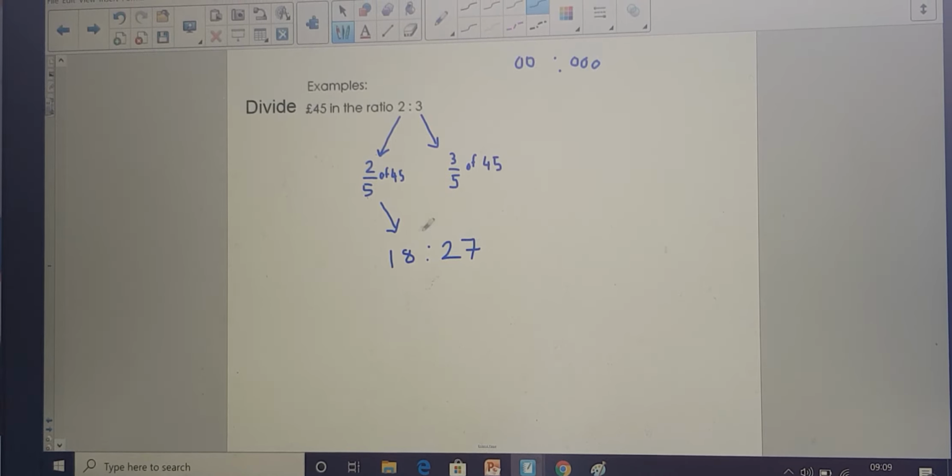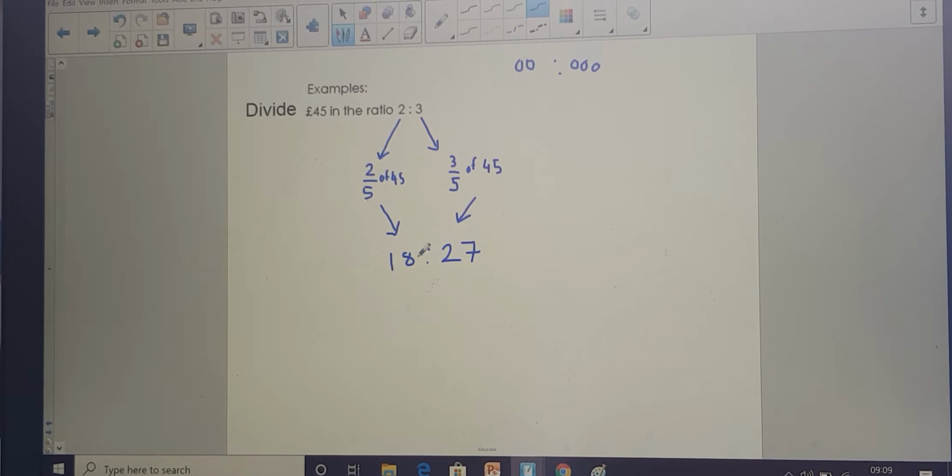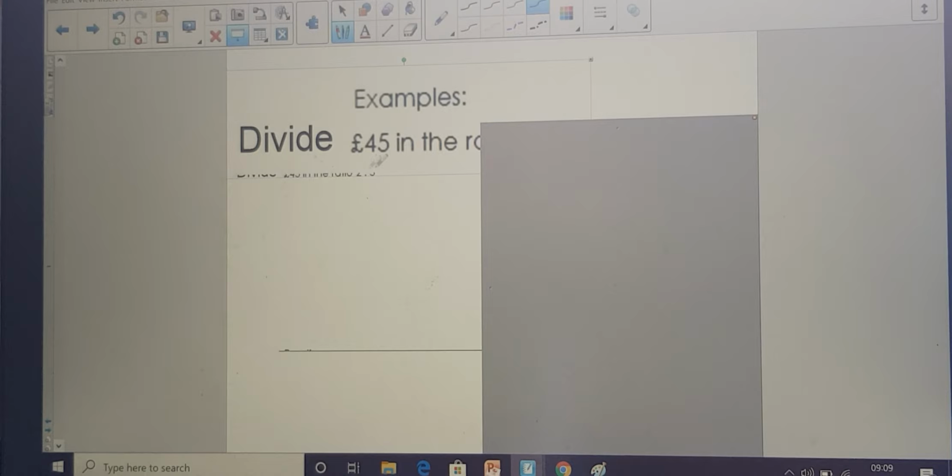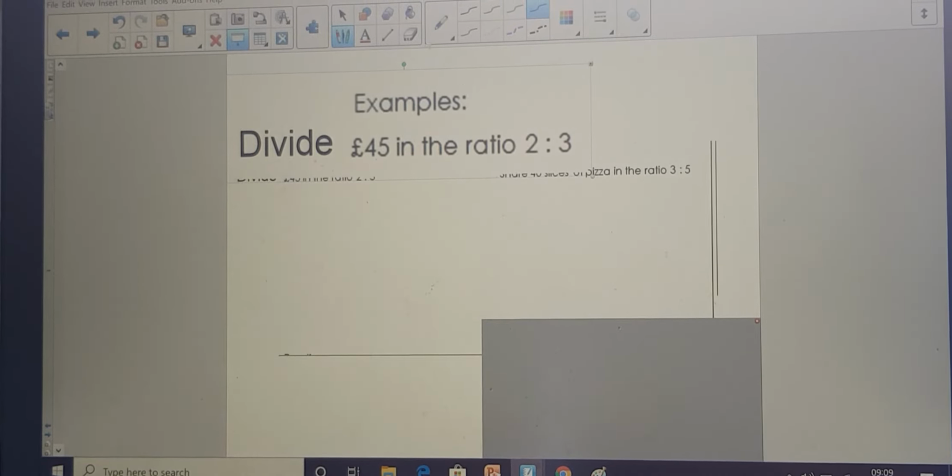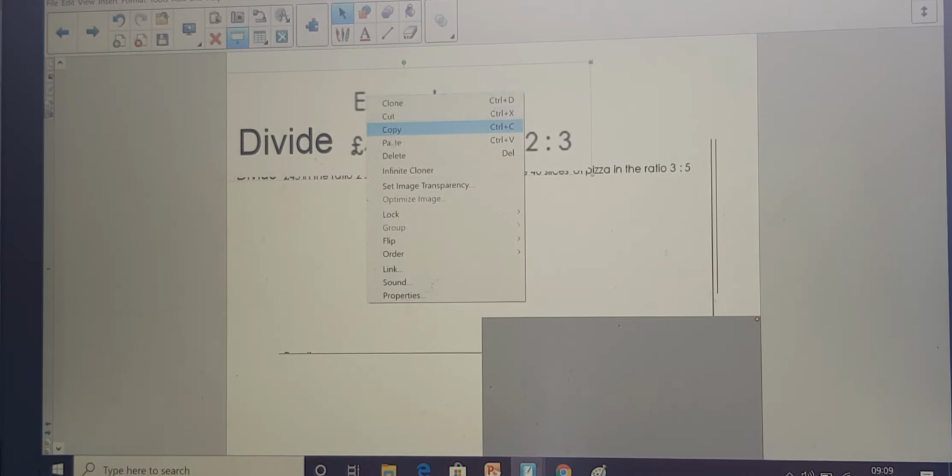And if I was to simplify this ratio, I've got my arrow there, if I was to simplify this ratio, it would return to 2/3. So that's how we work that one out. I'm going to go through one more example with this. So it's a bit messy.